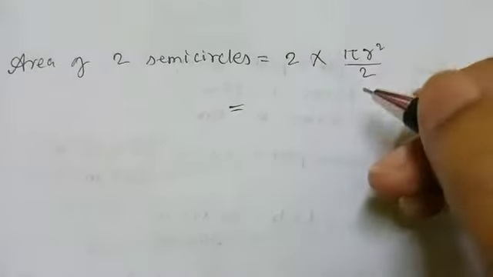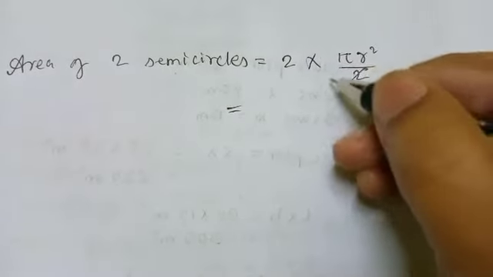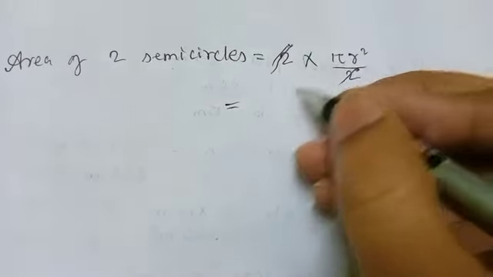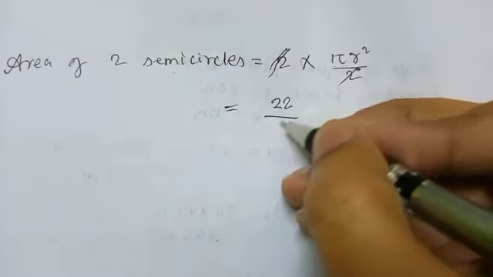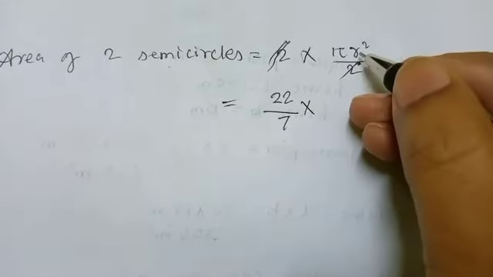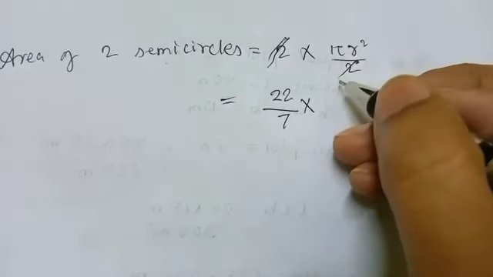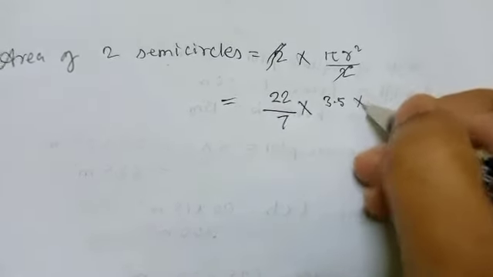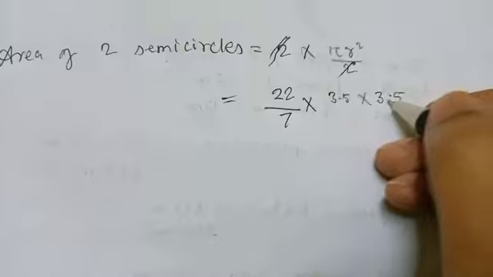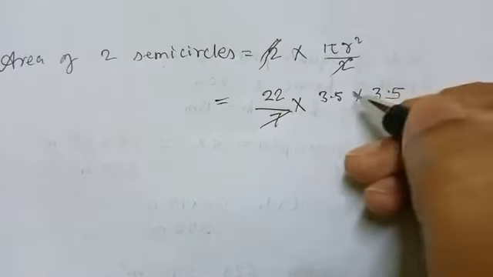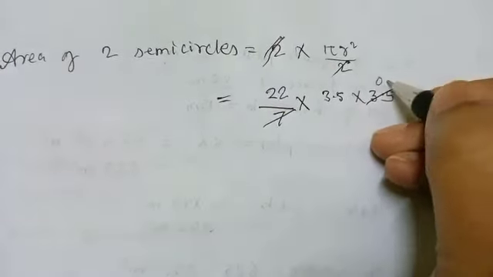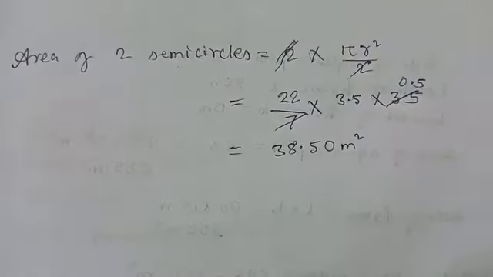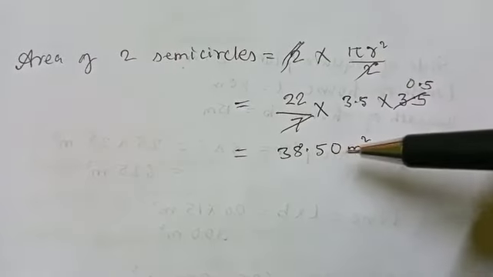Now these 2 and 2 will cancel each other. Now we'll put the value of pi and r. The value of pi is 22 by 7, it is a constant value, and r means radius, that means 3.5. So r square means you have to write 3.5 into 3.5 twice. Now you have to cut the 7 and 3.5, it will be 0.5. Now multiply all the values. So this is the area of two semicircles, 38.50 meter square.